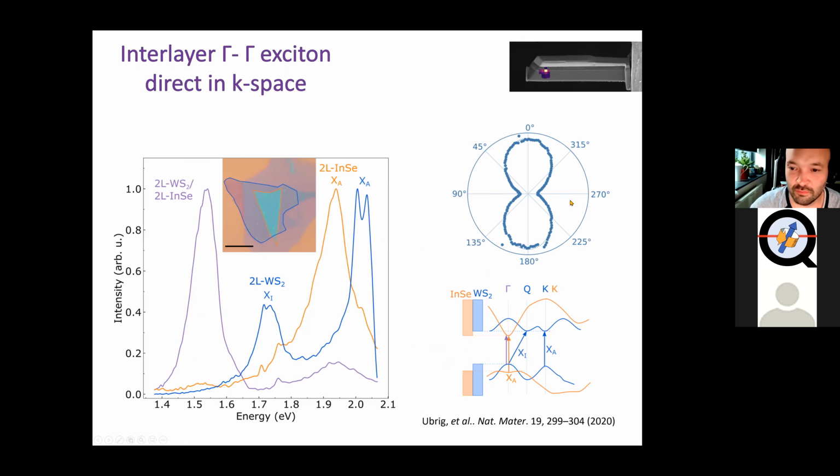You can see photoluminescence from indium selenide, which has this primary A exciton at around 1.9 eV. I think this is 2 layers. You have 2 layers PL from tungsten diselenide with indirect and direct transition. And then the combination in the middle, this is the overlap region, has PL at a much lower energy, which is due to this interlayer exciton. It's direct in K-space, but it's indirect in real space because it happens between the layers.